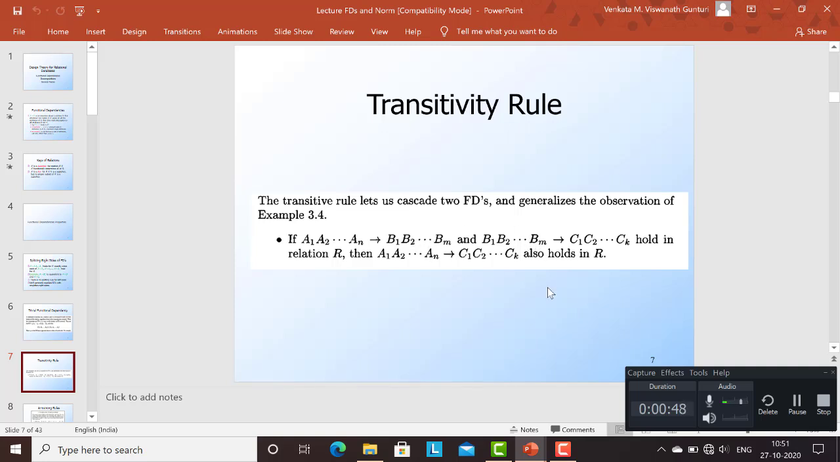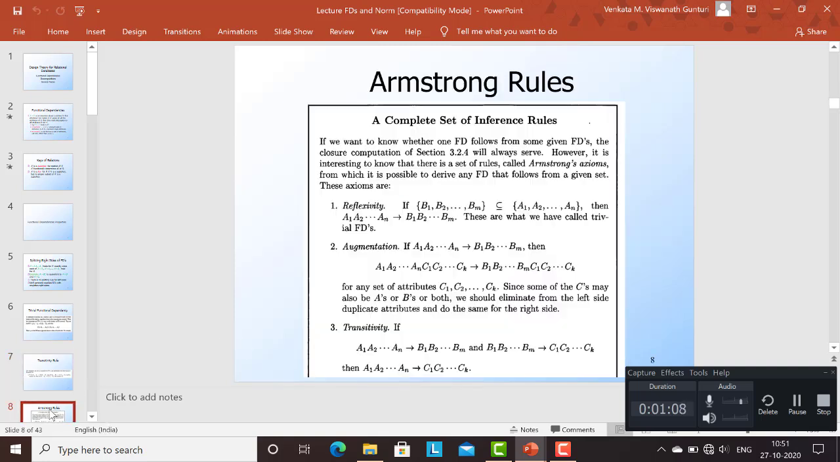So if you have something like this, then A1 through An will imply C1 to Ck. A simpler way to think is that if A implies B and B implies C, then the functional dependency A implies C will also hold in your relation, right? So it's very intuitive. I don't think I need to cover this more deeply.